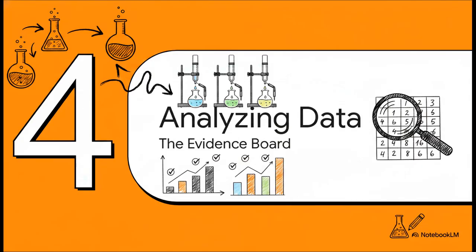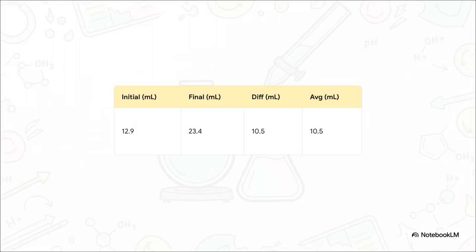Which brings us to Part 4, analyzing the chemical data at our evidence board. With the physical experiment wrapped up, we take off our lab coats, sit down, and analyze the raw data. Actually, to make sure we were super accurate, we repeated that whole titration process 3 times to get a reliable average. So, looking at our data sheet, we started the burette with an initial reading of 12.9 milliliters. Once the liquid turned pink, we stopped and took our final reading, 23.4 milliliters.